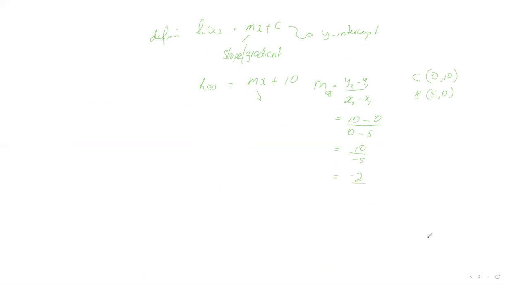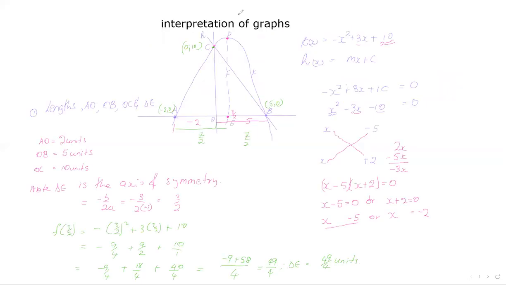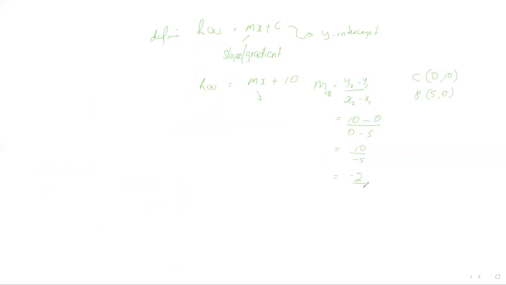You should be smiling because if you move from your left hand to your right hand, you go down. This function here is decreasing. We expect the slope to be negative. As a result, you got to get -2. Therefore, h(x) can be given by -2x + 10. So we have managed to give the equation of h.